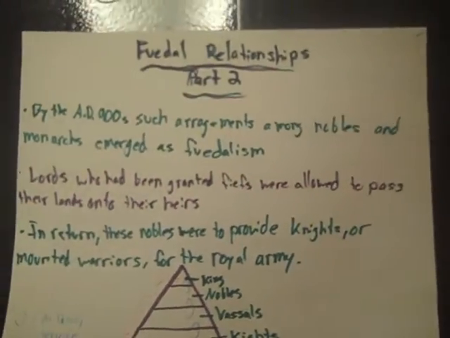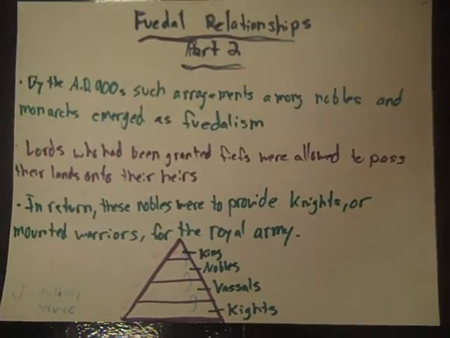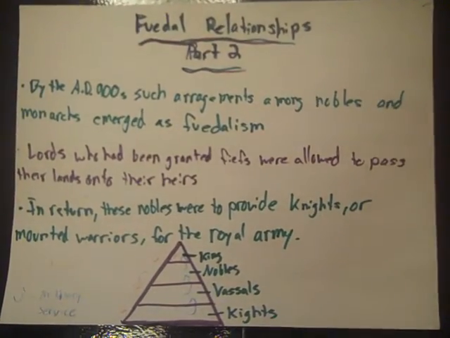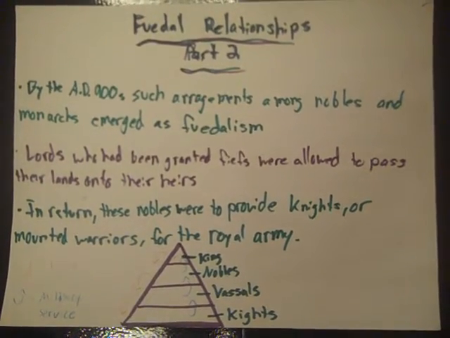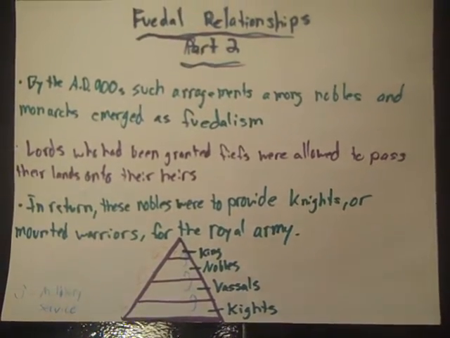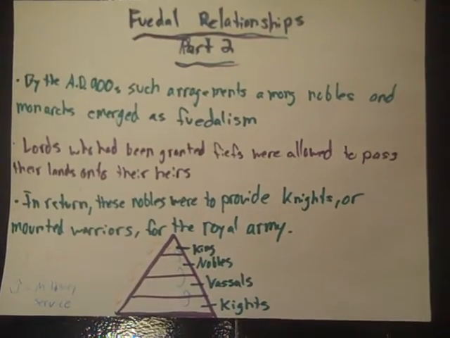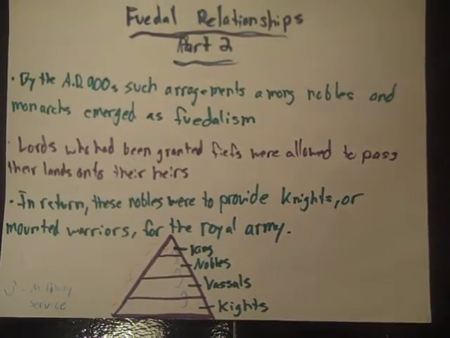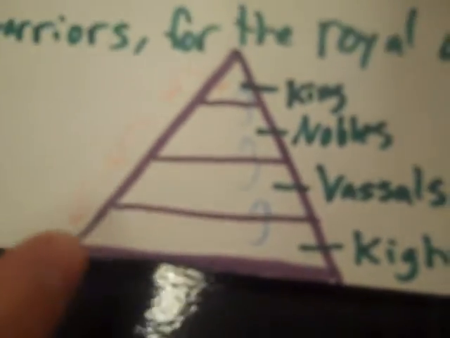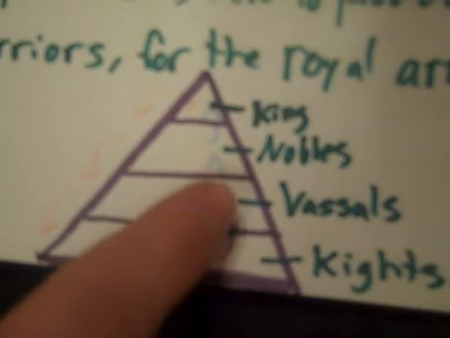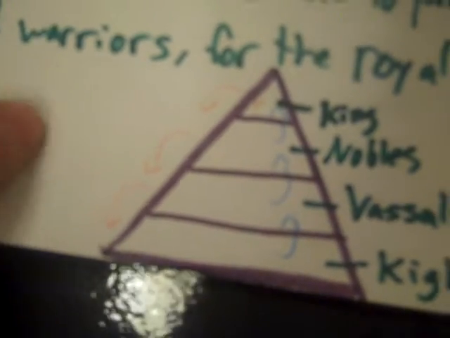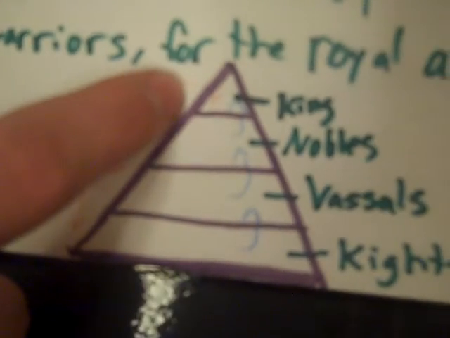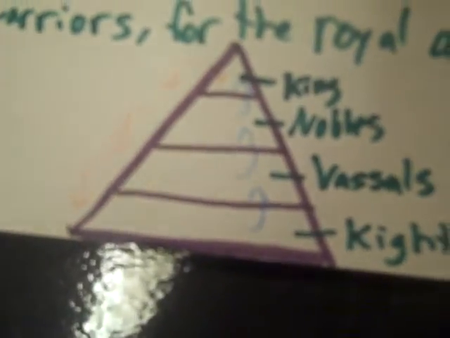Feudal relationships, Part 2. By the AD 900s, such arrangements among nobles and monarchs emerged as feudalism. Lords who had been granted fiefs were allowed to pass their lands on to their heirs. In return, these nobles were to provide knights or mounted warriors for the royal army. As you can see, the blue arrows represent military service for the lower ranks providing for the higher ranks, and the orange arrows represent fiefs, which is the higher ranks providing for the lower ranks.